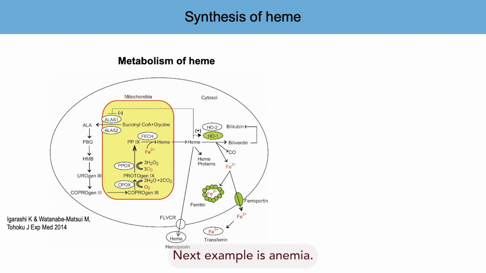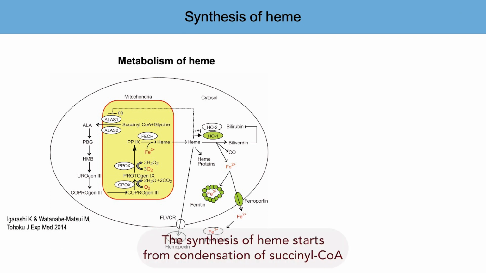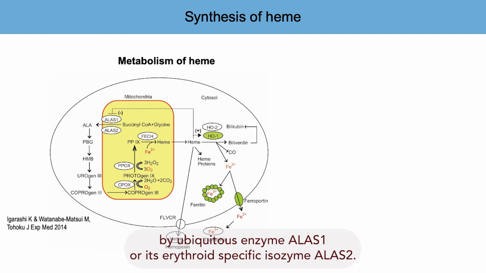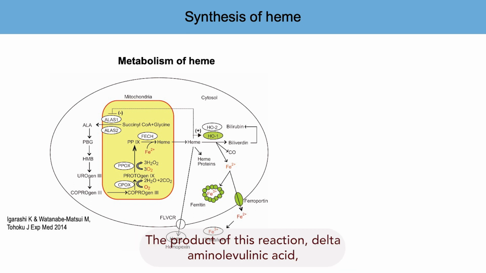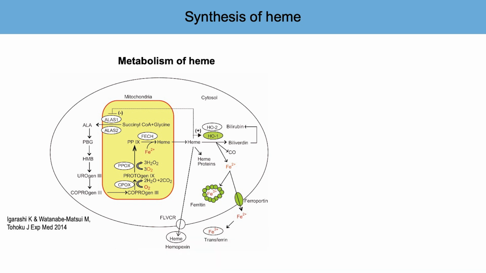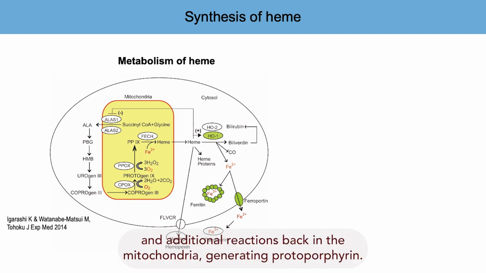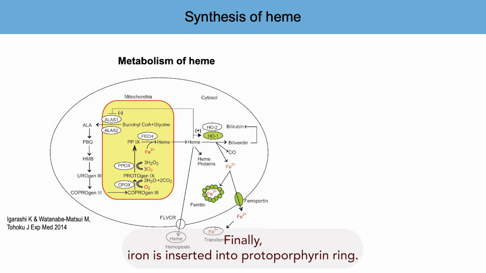Next example is anemia. The synthesis of heme starts from condensation of succinyl-CoA and glycine in the mitochondria, which is catalyzed by ubiquitous enzyme ALAS1 or its erythroid-specific isozyme ALAS2. The product of this reaction, delta-aminolevulinic acid, undergoes several enzymatic reactions in the cytoplasm and additional reactions back in the mitochondria, generating protoporphyrin. Finally, iron is inserted into the protoporphyrin ring.